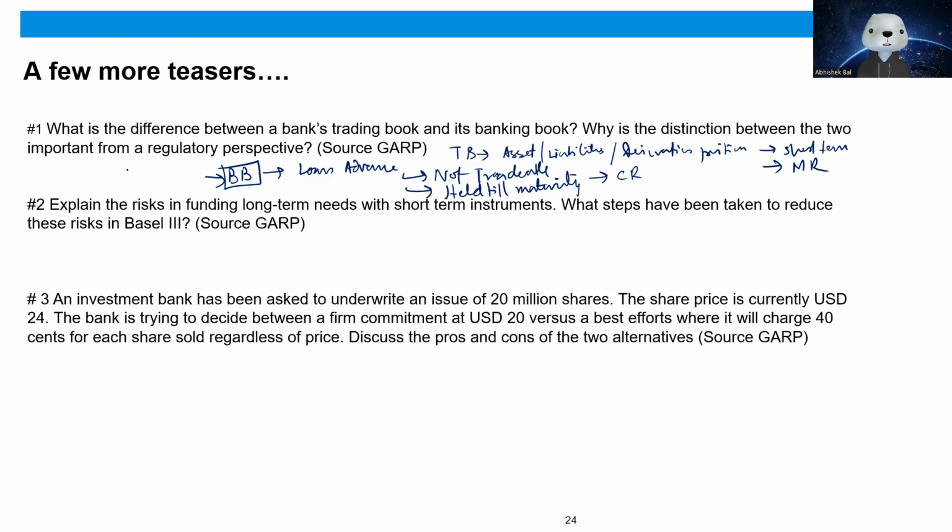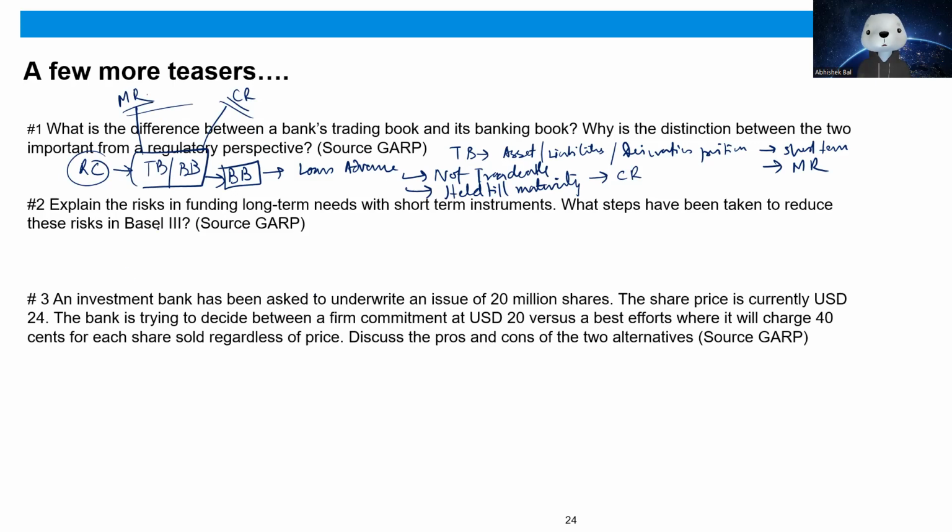The reason why this distinction is important is because the regulatory capital will differ as far as the trading book is concerned vis-a-vis that of a banking book. As we have understood, these two books are subject to two different kinds of risks altogether, and the impact could also be much varied.